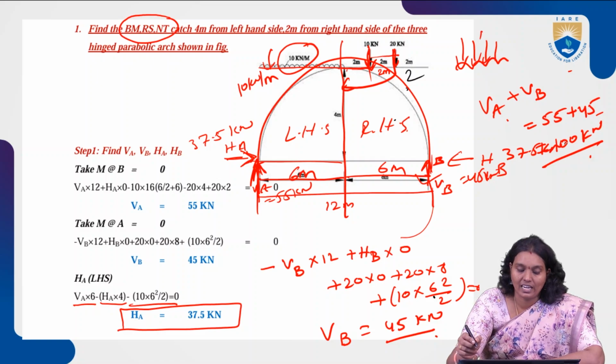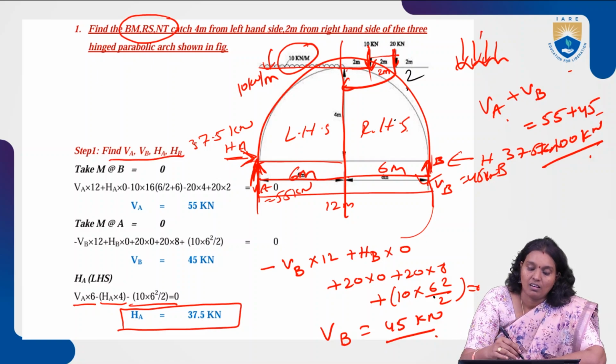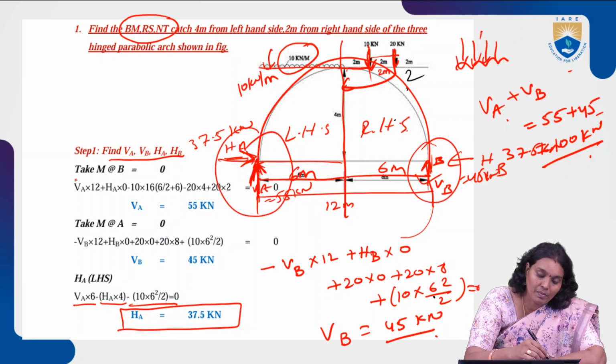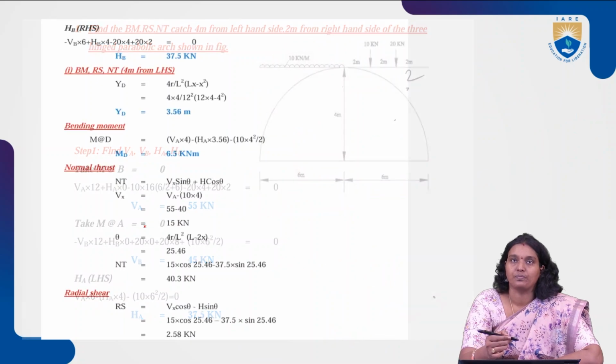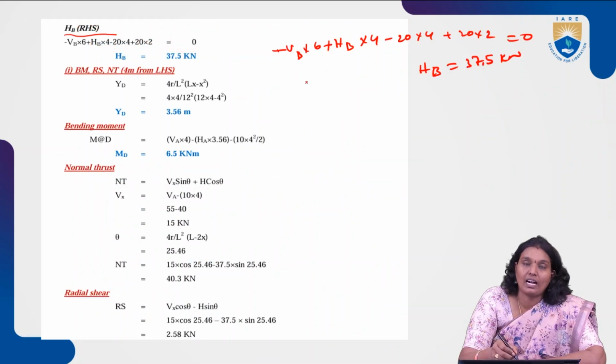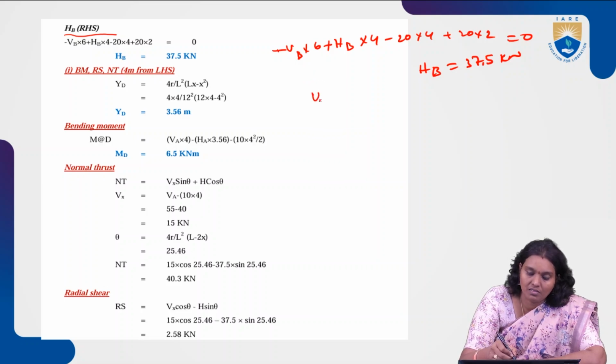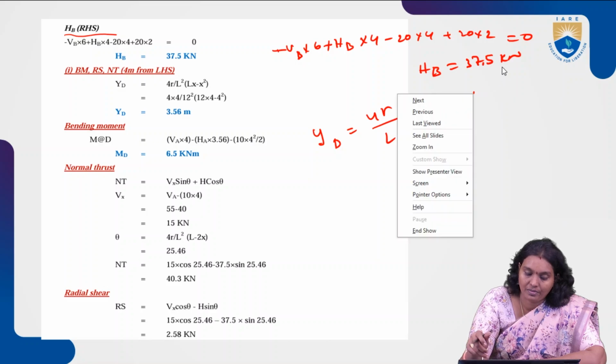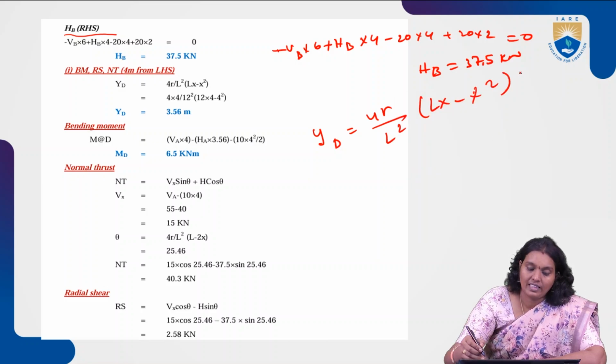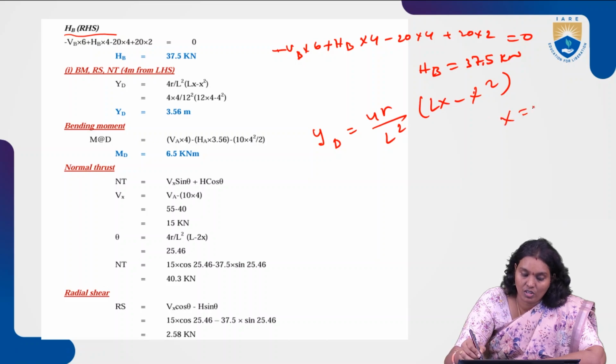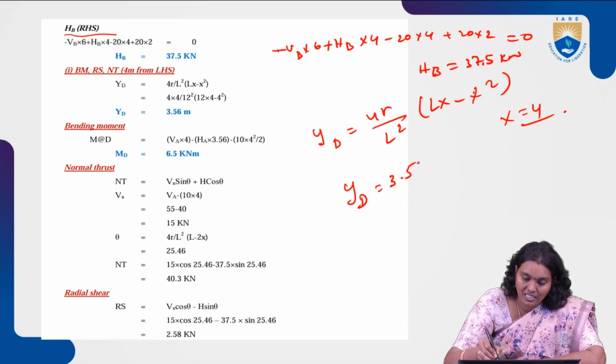So like this we are understanding the shear forces and the horizontal and vertical forces involved at each and every point. Using these bending moment equations we are going to find out. Now move on to the bending moment, radial shear and normal thrust according to the formula. We know YD is equal to 4R by L square into Lx minus x square. Here x is equal to 4. So now y at D is equal to 3.56 meters.